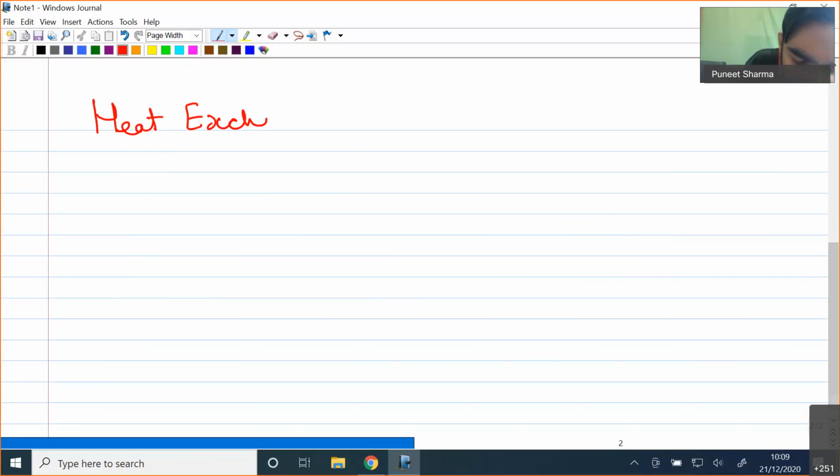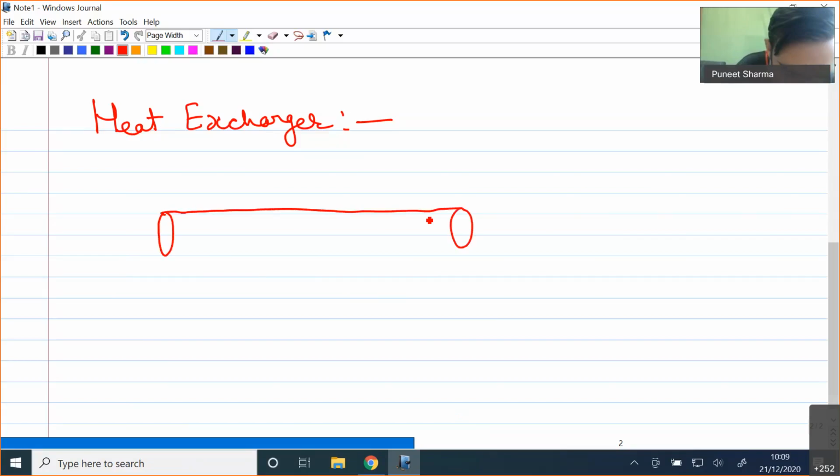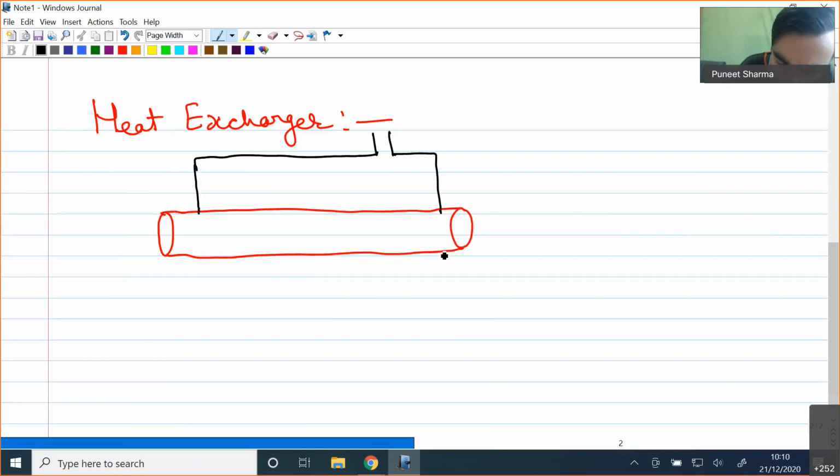A heat exchanger is nothing but a device in which the transfer of heat takes place between different mediums. Let me draw a typical configuration of a heat exchanger. A heat exchanger comprises different volumes. Let me first take one pipe, and outside this pipe, let me consider that I have some arrangement, something like this. Now, what will be happening?